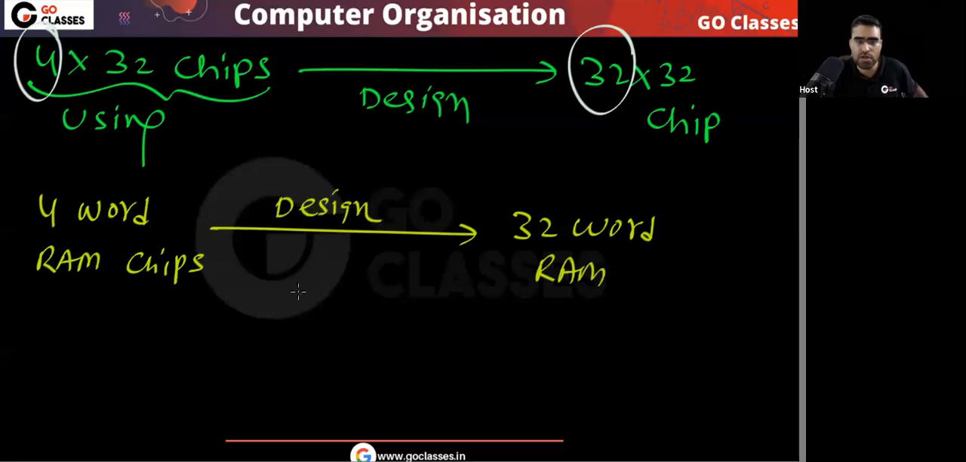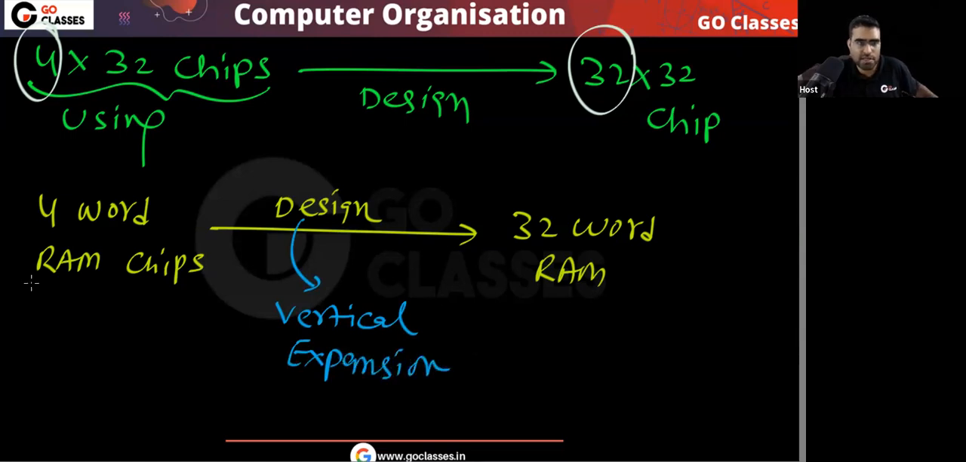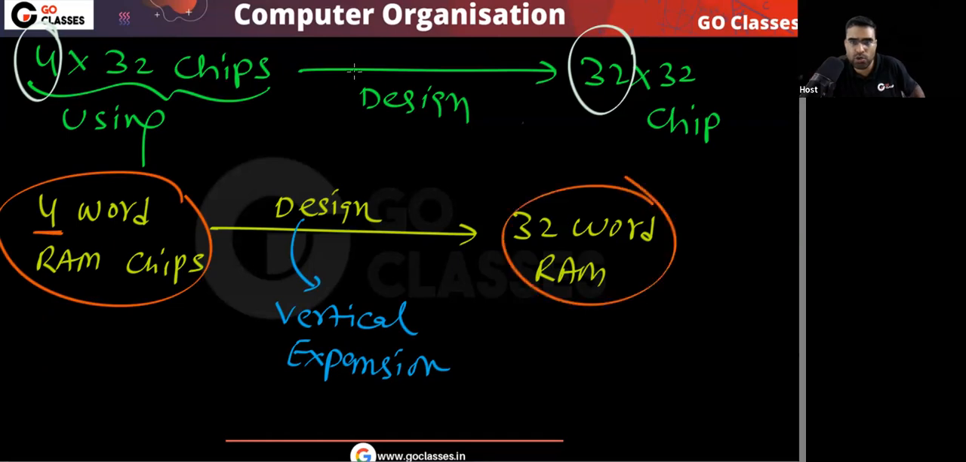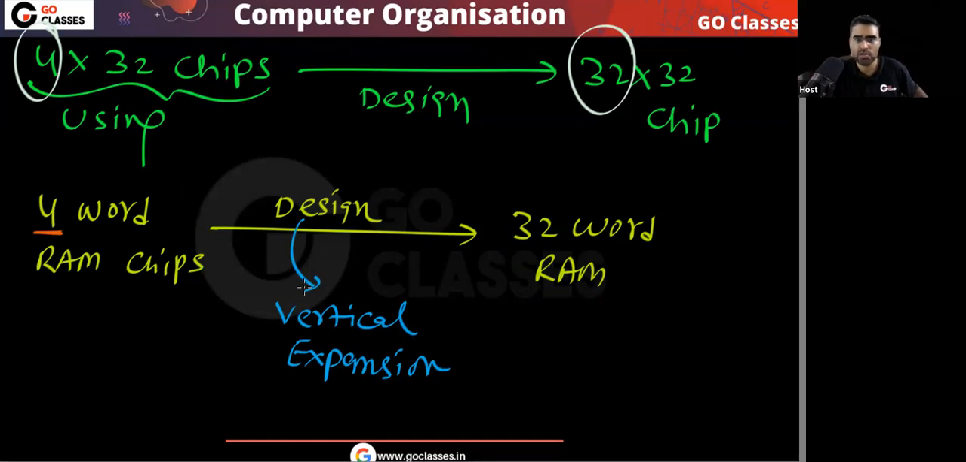So this is the example of vertical expansion. Here you have 4 addresses and you want a total of 32 addresses. Yes or no? So very simple. This is your vertical expansion.